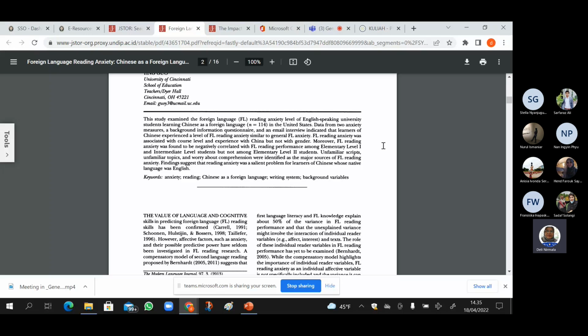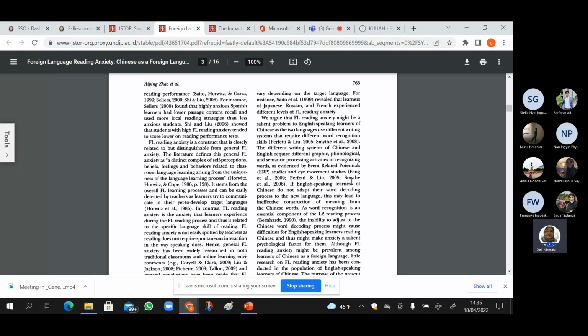To anxiety measures, a background information questionnaire and an email interview indicated that learners of Chinese experience a level of foreign language reading anxiety similar to general foreign language anxiety. So there is an instrument used there to measure the level of anxiety.